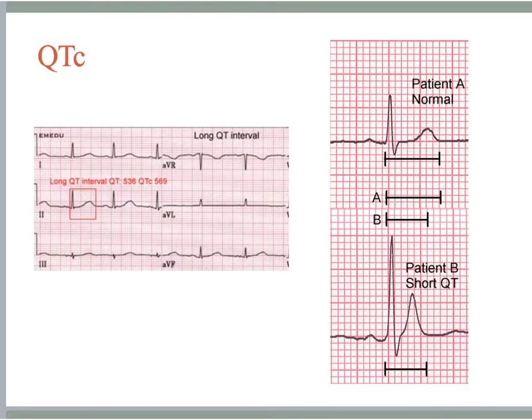This slide shows an example of a prolonged QT and a short QT. In the first example on the left, you can see a prolonged QT interval. The QT appears to be about half the RR interval, and when calculated, the QTc is prolonged at 569. On the right, you can see an example of a short QT interval, potentially from a patient with a short QT syndrome.